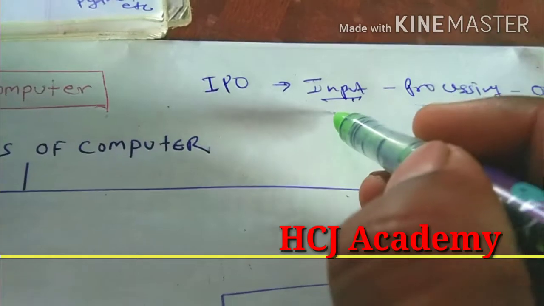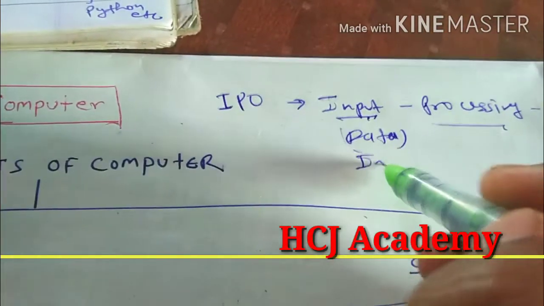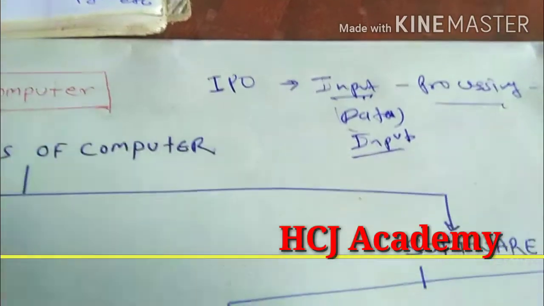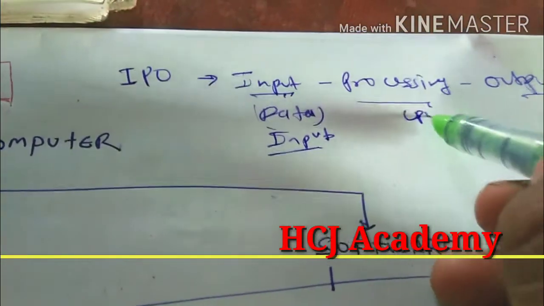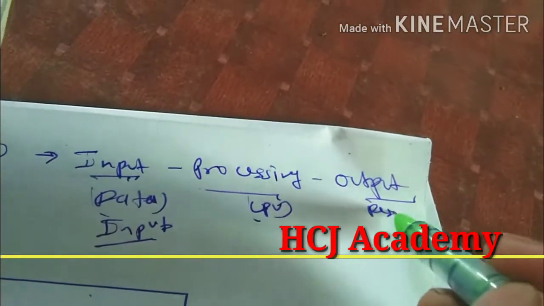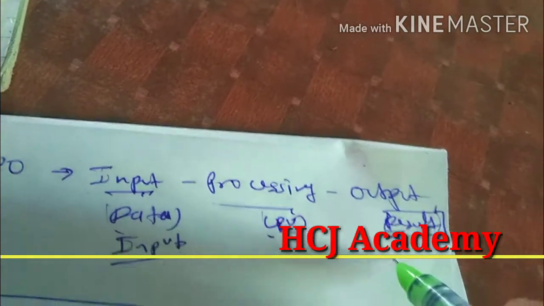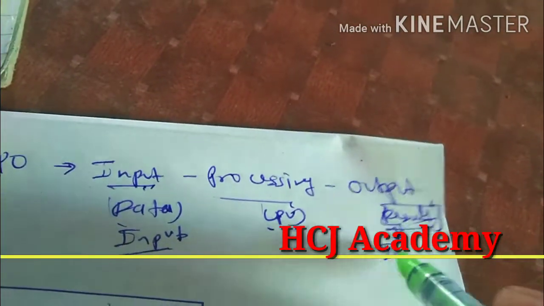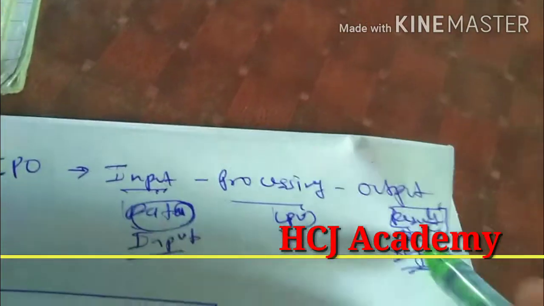Input accepts the data through an input device. Processing is done by the CPU, and the result is known as output through output devices, and this is also called information. So there are two facts, data and information.